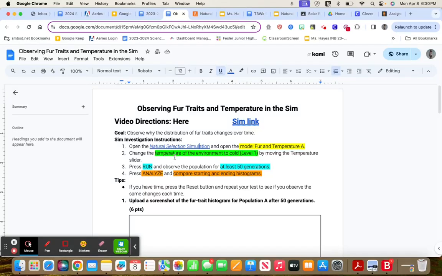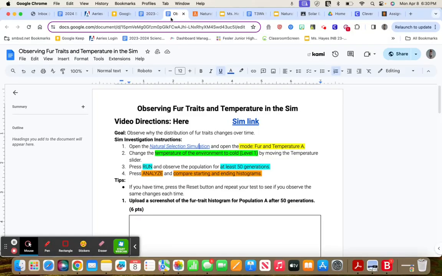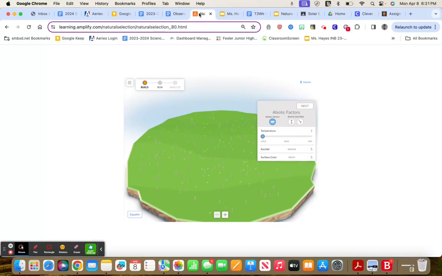We're going to change the temperature to cold level 1 by moving the temperature slider. So remember, right here, it's at 8, and I want to take it to 1. You'll know you have if it says a 1 here, and it becomes this dark blue in the background. All right, press run and observe the population at least 50 generations, and then we're going to press analyze and compare.